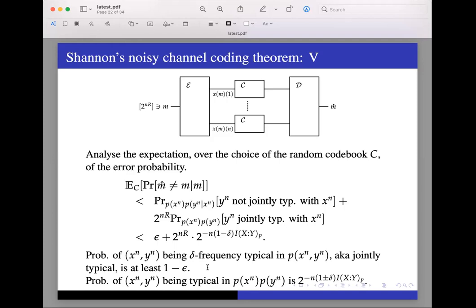So this we saw when we were doing Shannon's noiseless coding theorem, after we defined what it means to be delta frequency typical. If you take a sample from n copies of a probability distribution, then the probability of lying in a typical set is at least 1 minus epsilon. It doesn't matter that the distribution is not over x to the n, but over xn comma y. It is the same theorem out here. So this is the easy part, and this gives epsilon out here.